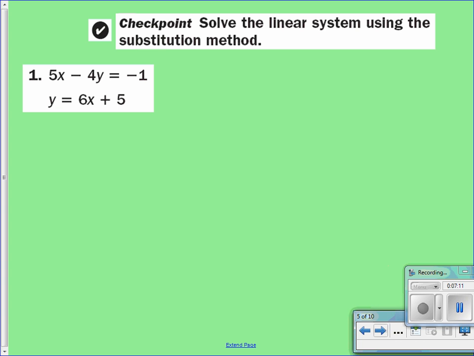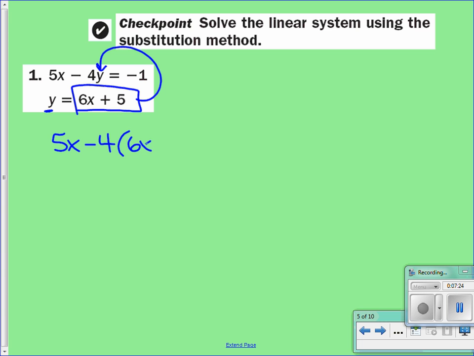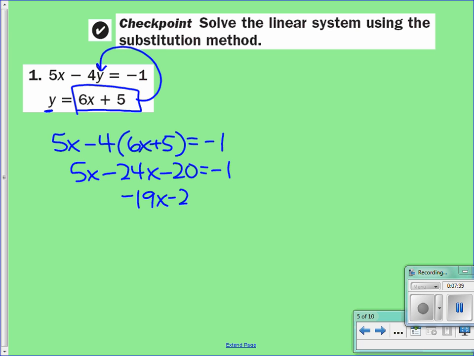Same thing. Solve the linear system using the substitution method. This is your checkpoint. Notice I already have y all by itself, so I'm going to take that and plug it in for the value of y. 5x minus 4 times 6x plus 5 equals negative 1. And I'm going to solve for my value of x now. Now, you guys have been through a lot of solving equations. You should be able to do this extremely quickly and be able to tell me that x equals negative 1.